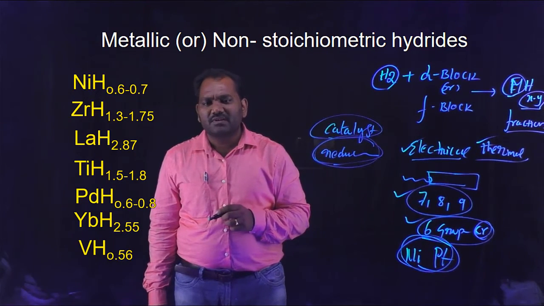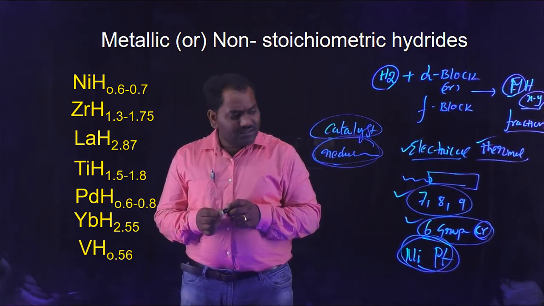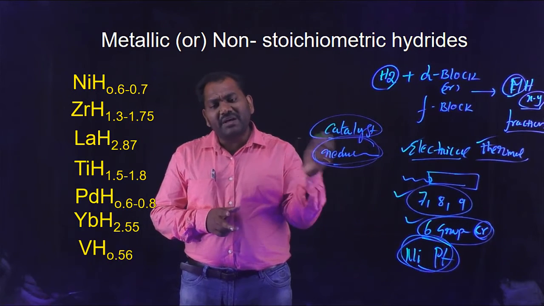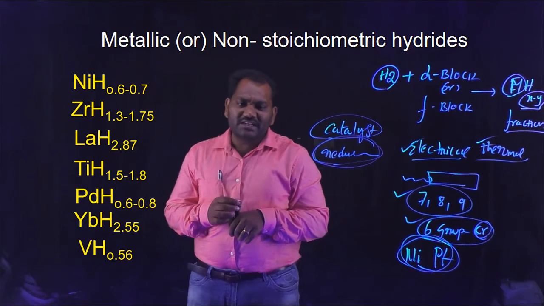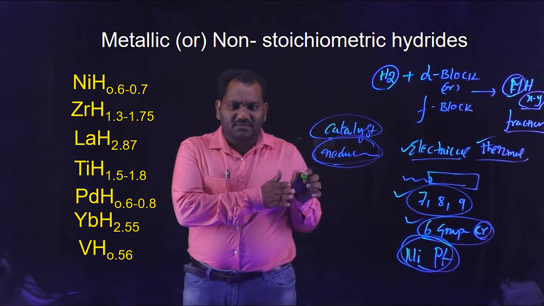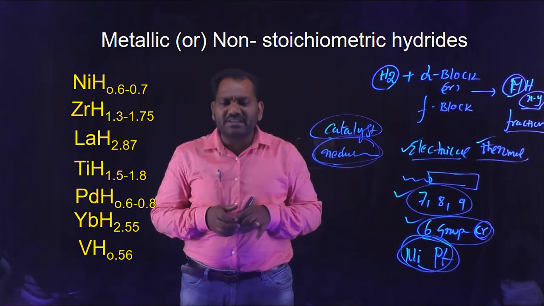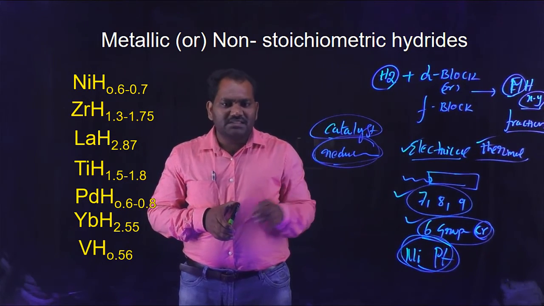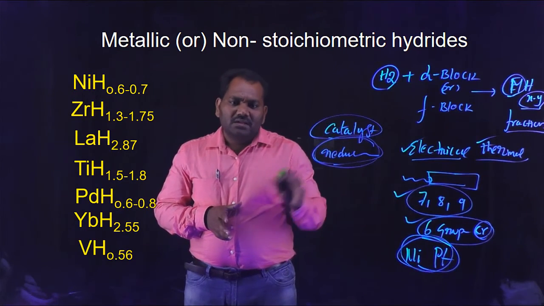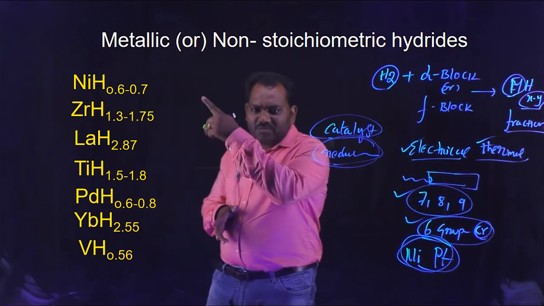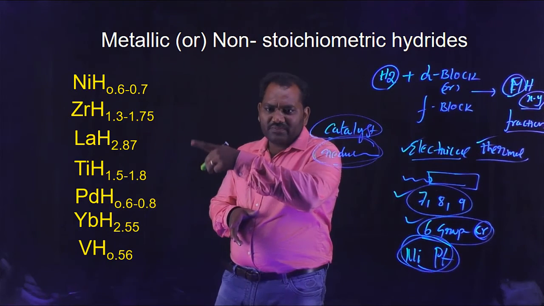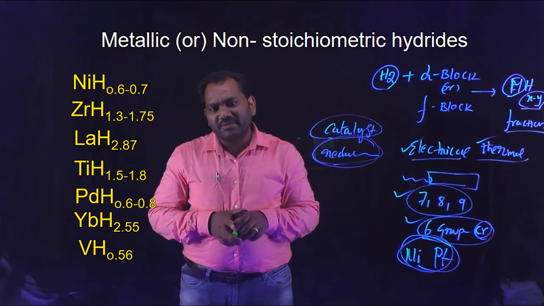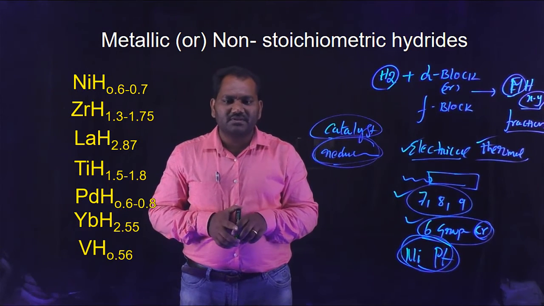They exhibit electrical as well as thermal conductivity like metals. But when compared to the parent metal, the electrical and thermal conductivity is very low. They exhibit conductivity but are not useful for applications when compared to their parent metal. This is about non-stoichiometric hydrides. If you observe this entire column, the hydrogen percentage is in a non-stoichiometric ratio. That's why these are called non-stoichiometric hydrides or metallic hydrides. Okay, clear? Thank you.